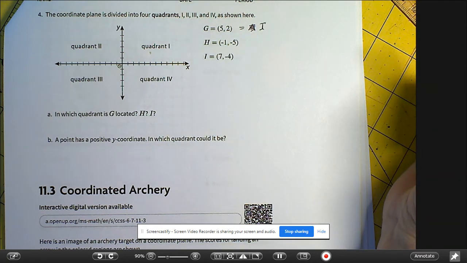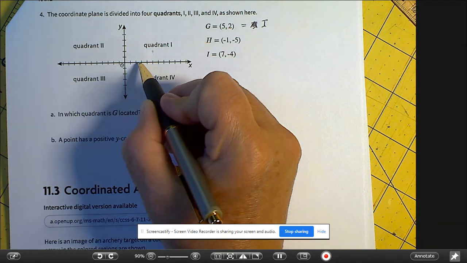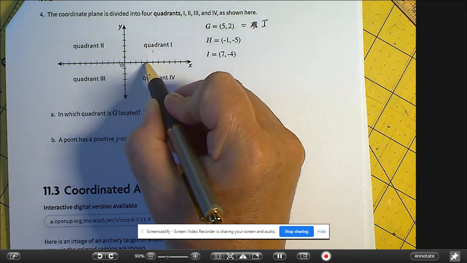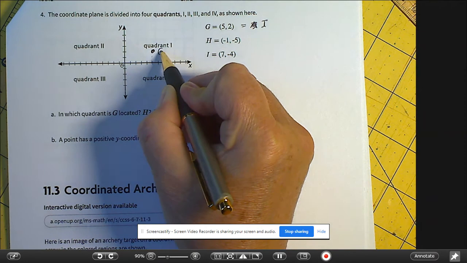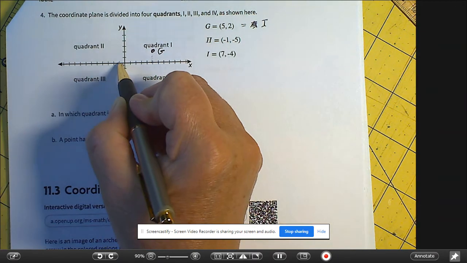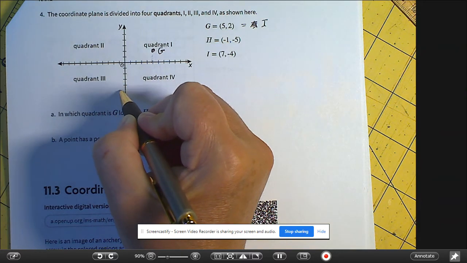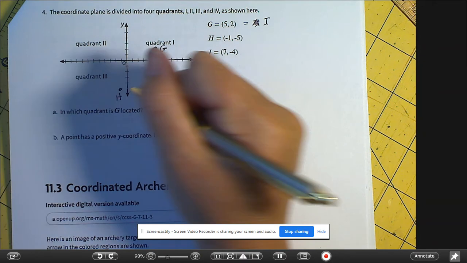H is, so let's plot it. So it's a 1, 2, 3, 4, 5. 1, 2. So this is going to be G. And then H is -1, -1, 2, 3, 4, 5. So it's going to be H, and that is quadrant.